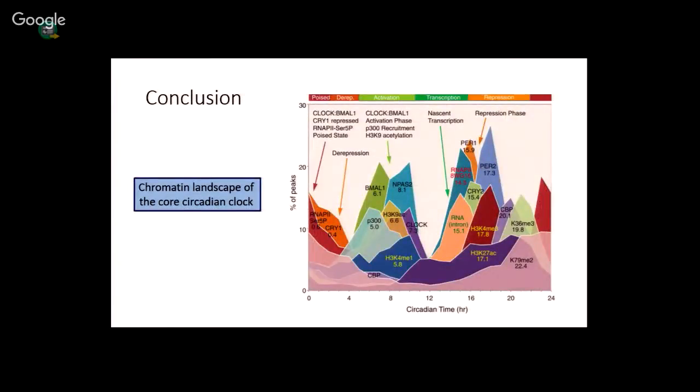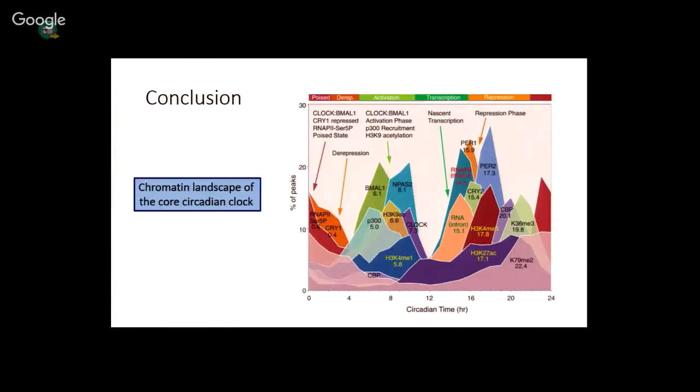So after seeing through this data, we can draw a conclusion from these figures. This is a chromatin landscape figure, which represents the expression level of the core circadian clock at different times. Here we can see a series of phases, starting from the poised state and the repression phase. In these two phases, the CLOCK and BMAL1 complex is at a very low level, and Cryptochrome 1 is repressed. But after the poised and repression states, we enter the activation state. In the activation state, the CLOCK and BMAL1 complex expression level goes high, and we can see P300 recruitment, and also H3K9 acetylation happens.